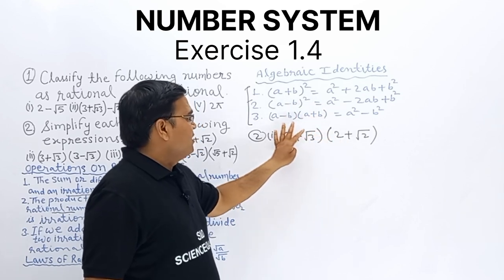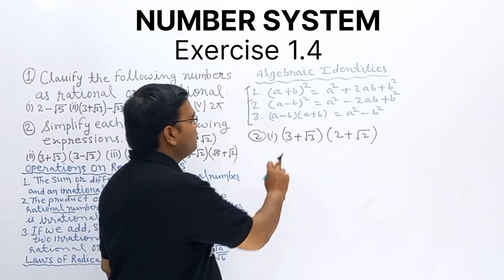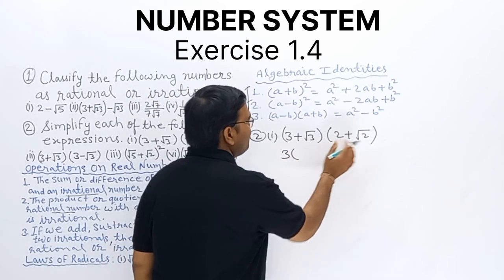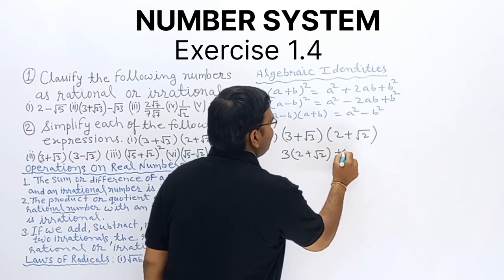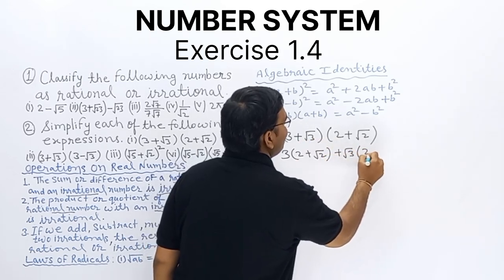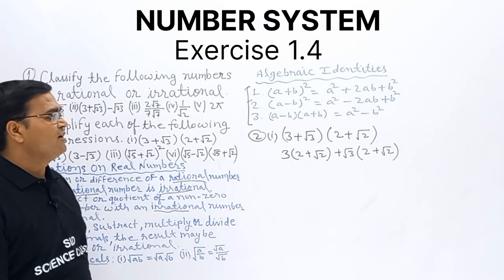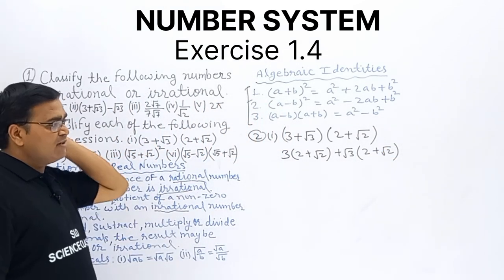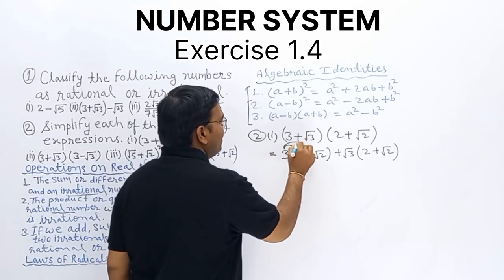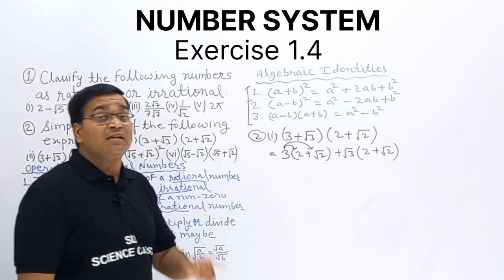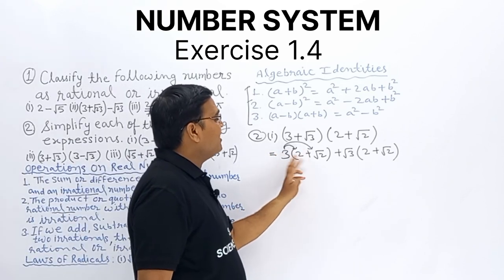Now this one has different brackets, so we will use the same process. 3 will be multiplied by this bracket, 2 plus root 2, and root 3 will also be multiplied by 2 plus root 2. We can write this multiplication like this. Now multiply using the distributive law. First we multiply the signs, then we multiply the numbers.